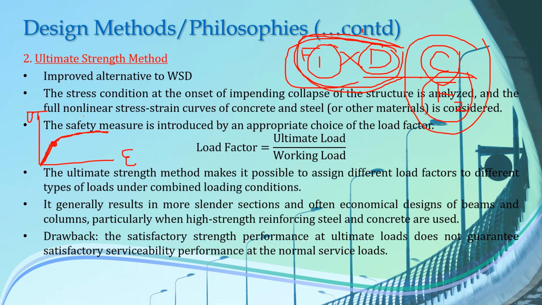But in this ultimate strength method, for example, if at this point the fracture of the material starts, or if this point represents the ultimate strength of our material, then the stress condition at this point of impending collapse is analyzed, and this whole non-linear curve of our material is utilized.